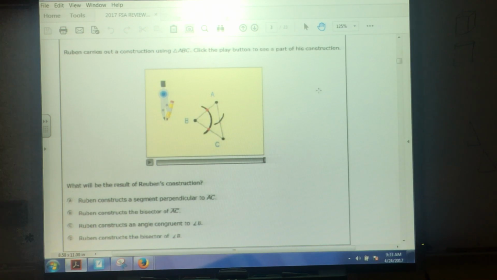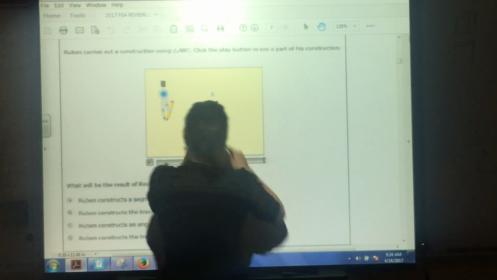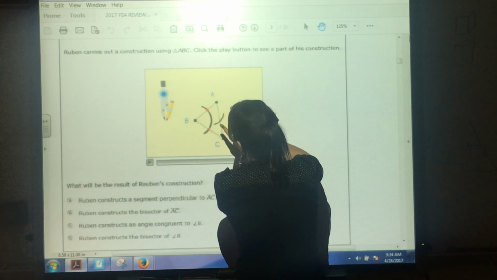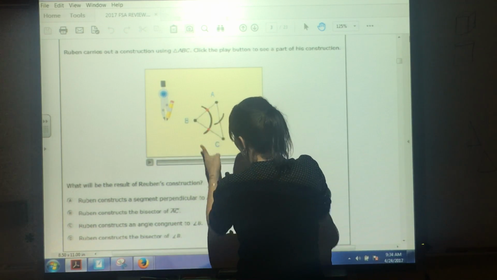Yes, honey? I thought that when you construct the segment that goes to only one line, like how they change before you drop it in the middle. Do you mean this right here? Yeah. That's a really good question. He did this part, and then he did this part. He still needs to go here and do this right here.